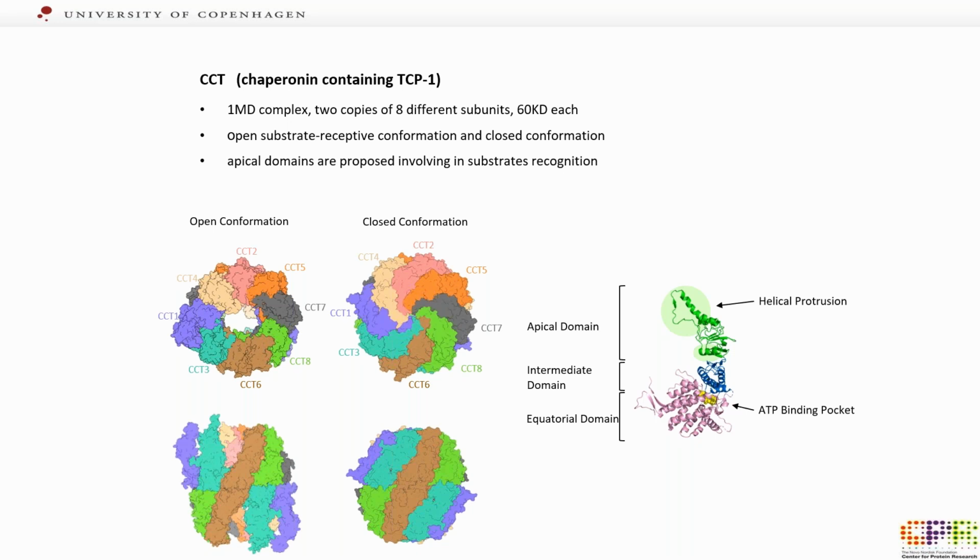Although the subunits are quite different and divergent, they share really similar structures. Each subunit has apical, intermediate, and equatorial domains, which you can see in the figure on the right side. The most conserved region is the equatorial domain, where ATP binds to power the whole folding process. And the most flexible and divergent part is the apical domain, which faces the intracellular environment and is believed to be the part that recognizes and binds different substrates.